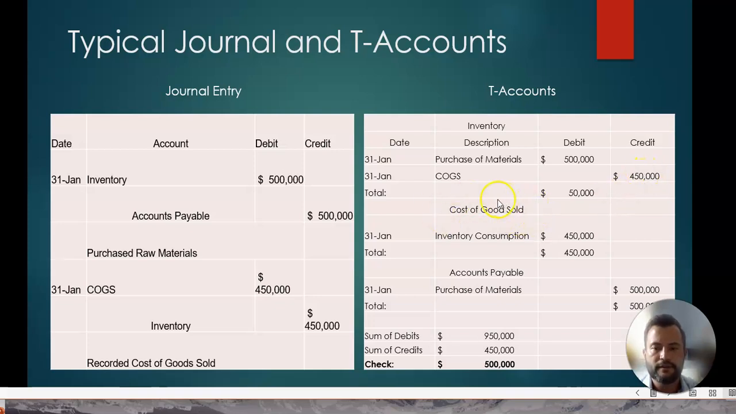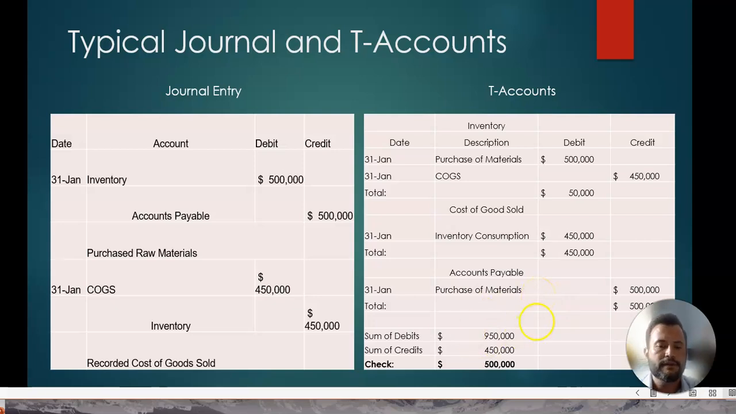Under the cost of goods sold account, we have to make a debit to our inventory consumption, adding to our inventory. And in our accounts payable, every time that we make a non-cash purchase, a purchase on credit, we have to credit our accounts payable.